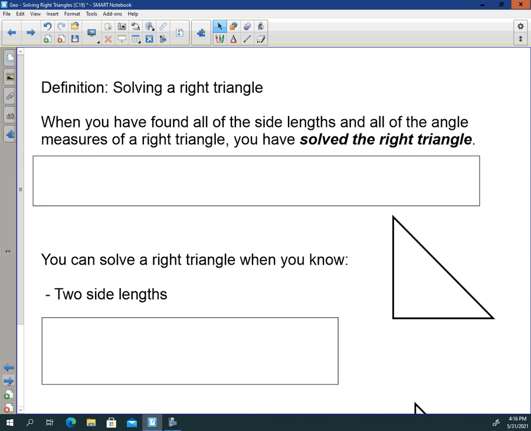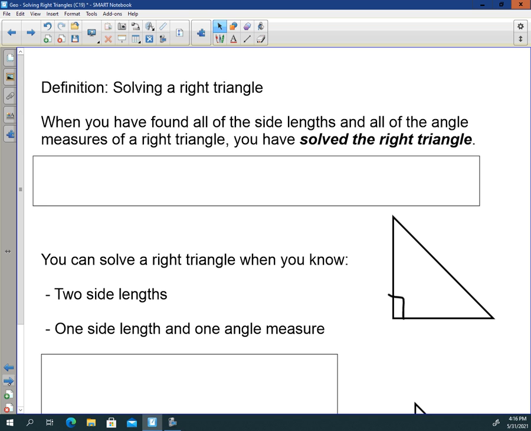If you know two sides of a right triangle, you can know everything else about that right triangle. Because if you have two side lengths, you can use the Pythagorean theorem to get the third. You can use inverse trigonometry to get an angle. And then you can use the triangle sum theorem to get the third angle. I know, we'll talk about it some more. But you have all the tools in your toolbox if you have two side lengths.